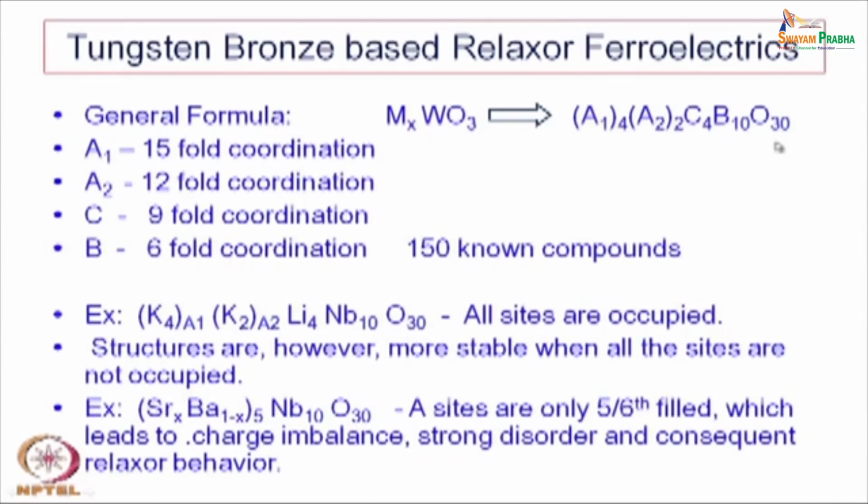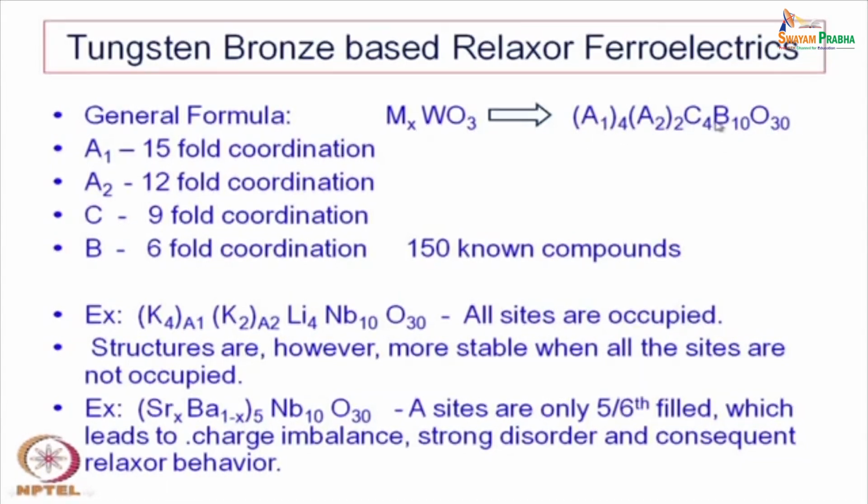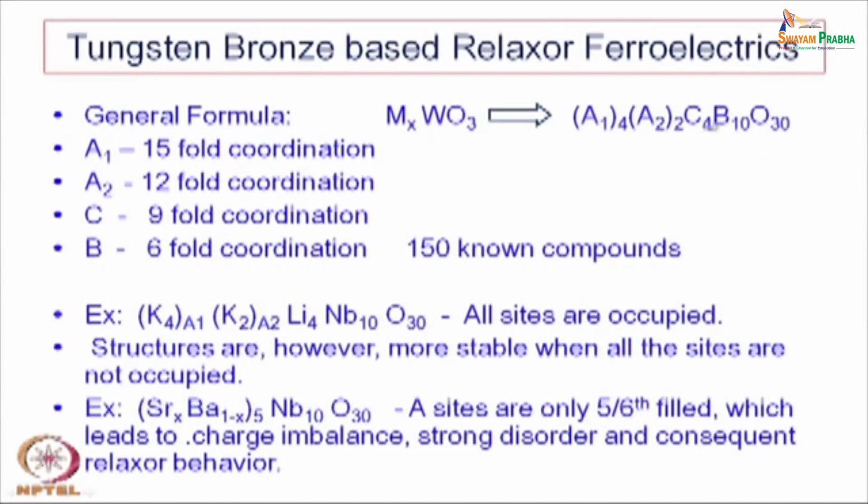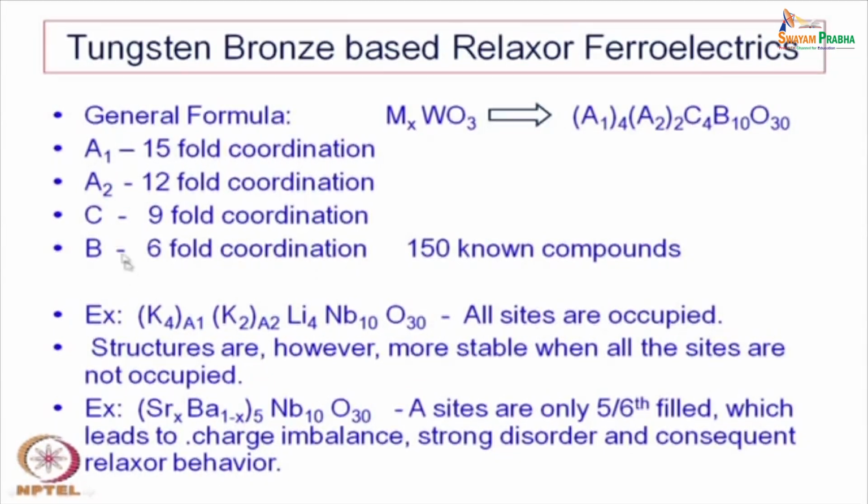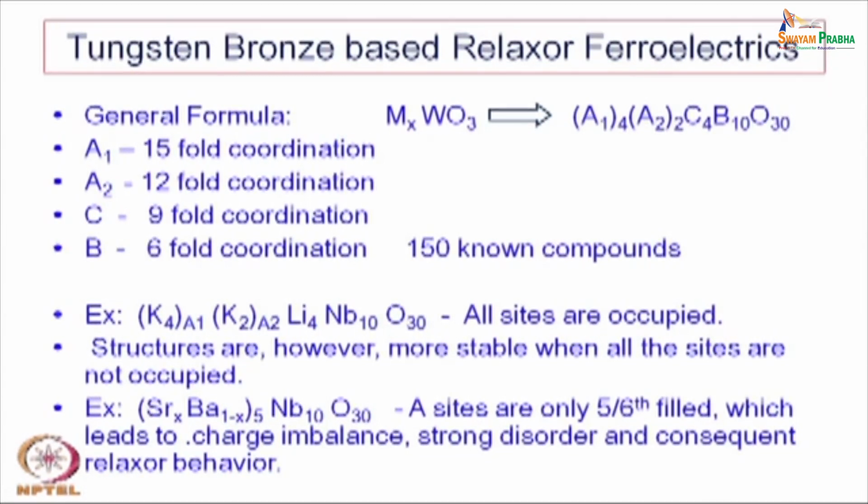in this general formula. So, there are A1, A2, C and B, which are 4 different cations involved, and the molecular formula is also complex, but one can have a large number of compounds in this. The description of this structure is like this: A1 has a 15-fold coordination, A2 a 12-fold coordination, C a 9-fold coordination, and B a 6-fold coordination.